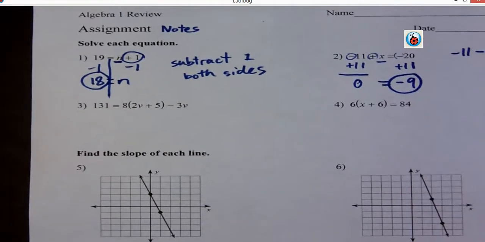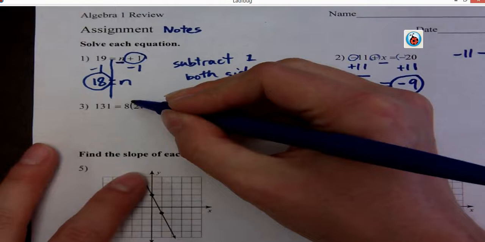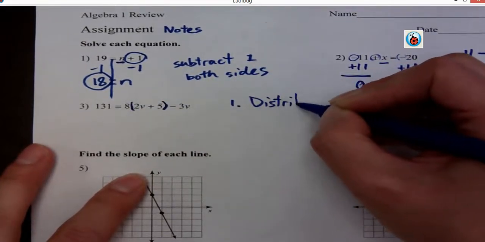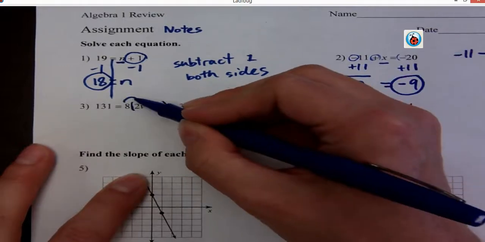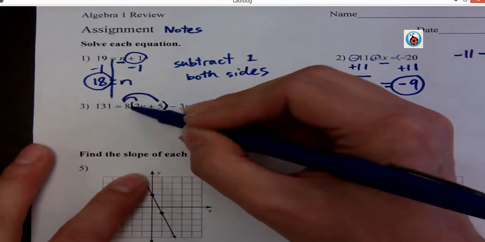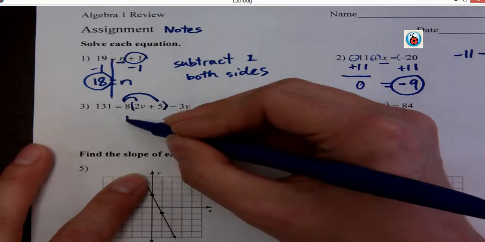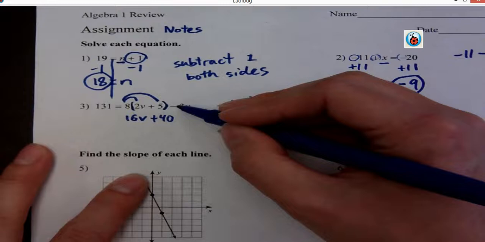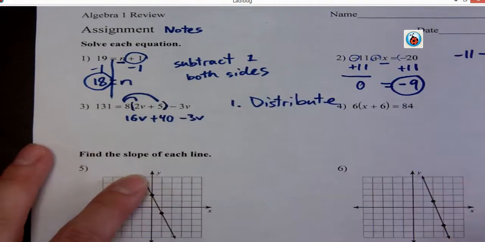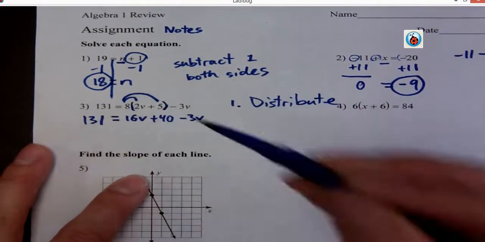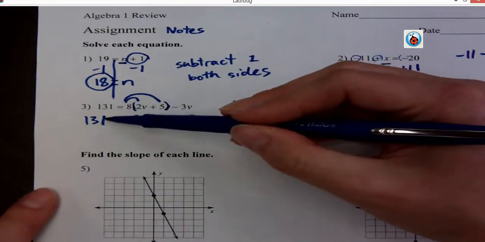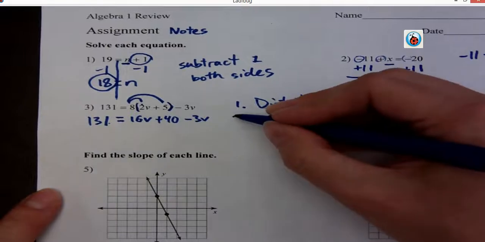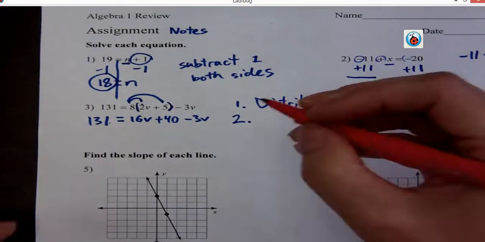Alright, so next we have a few more steps on this one. So anytime you see the parentheses, step 1 is to distribute. And so distribute means we multiply the outside number times both inside ones. So 8 times 2 is 16. We keep the v. 8 times 5 is 40. And then we keep the -3v. Keep our equal sign, keep 131. If you struggle with the equations, always remember to copy the same thing down right below it, just changing the step that you did.